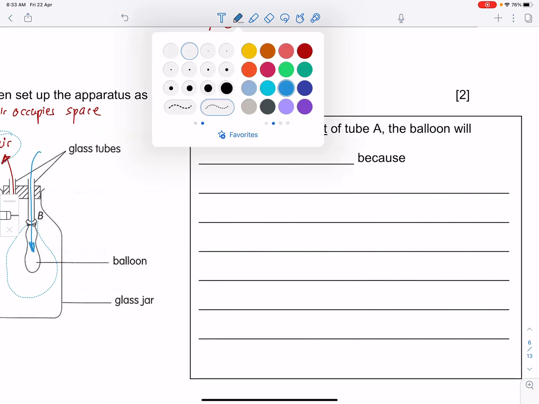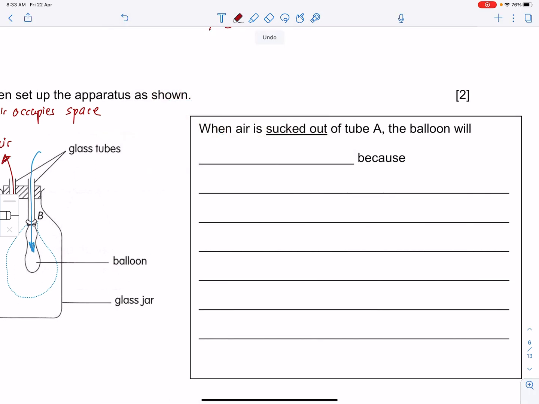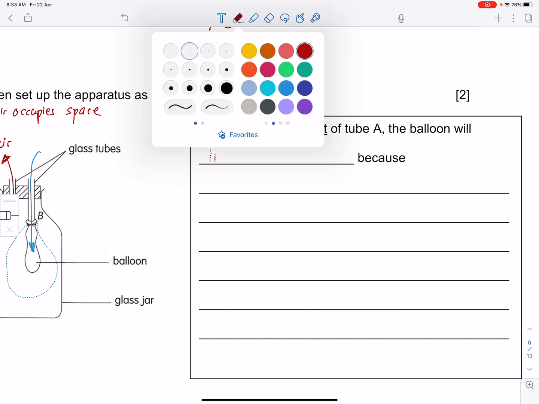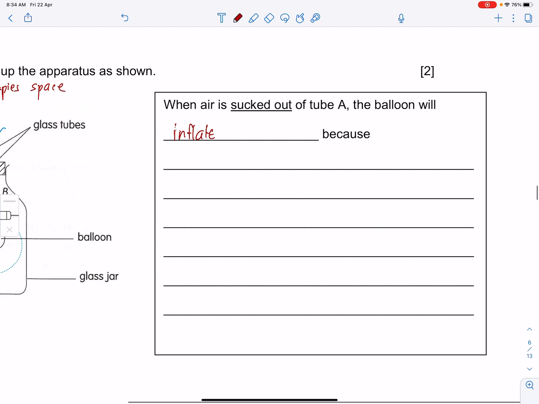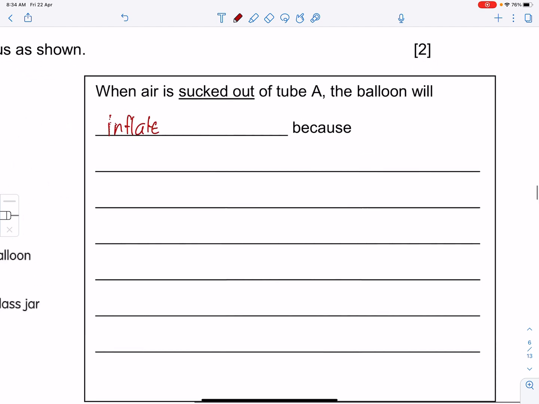Alright, so the answer here will be to inflate. Sorry, let me just change my pen. It will actually inflate. Why? So remember the first few points. So as air is being sucked out, the first thing we notice would be there is less air in the glass jar.